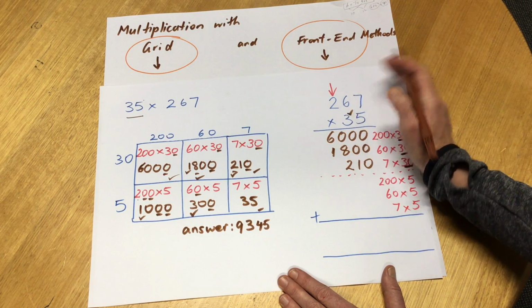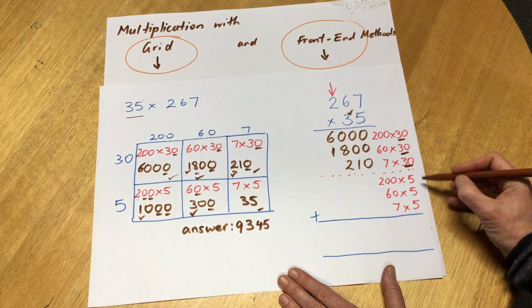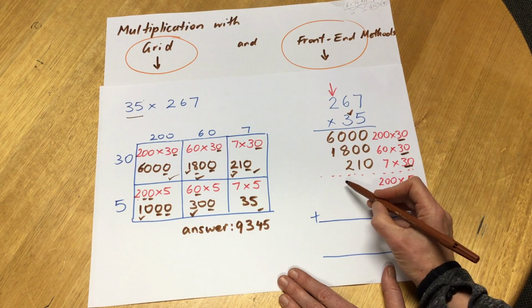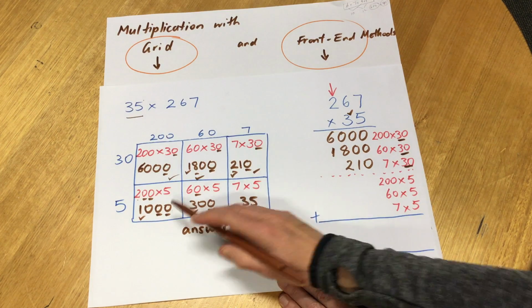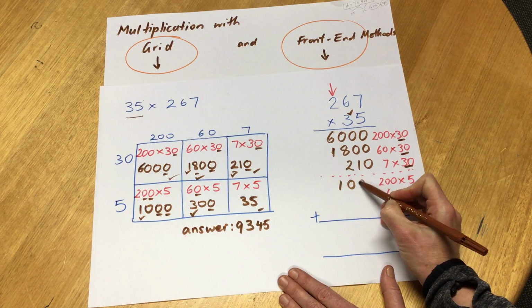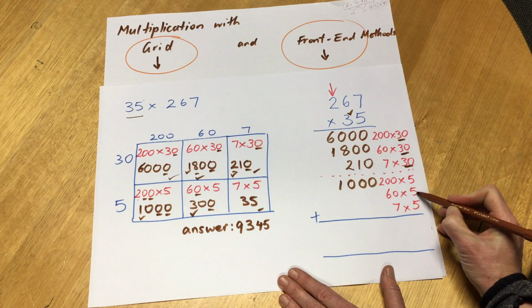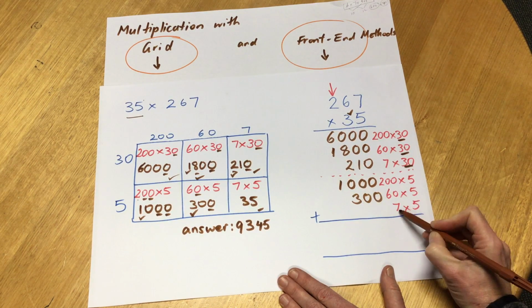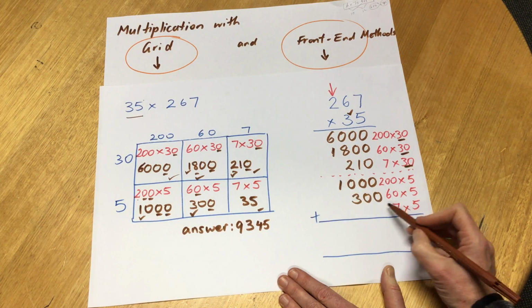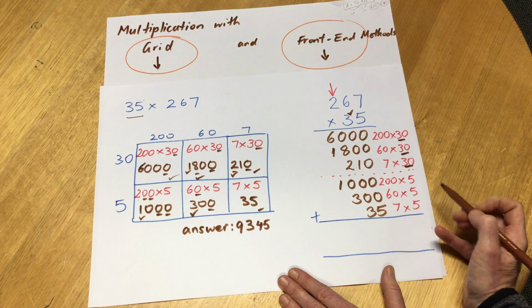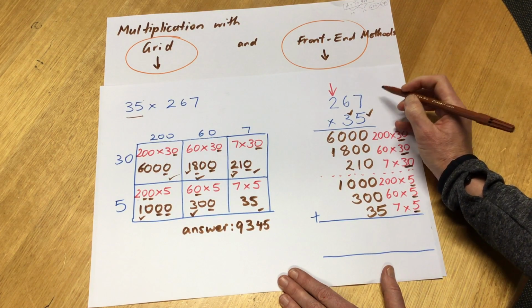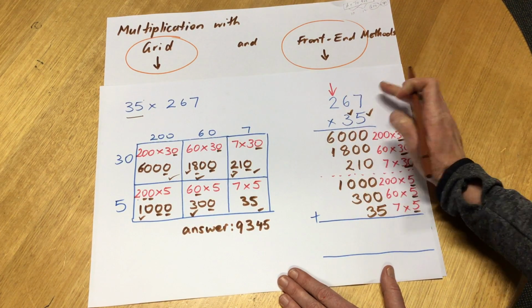So I've multiplied everything by 30 and now I'm multiplying everything by 5. 200 by 5, starting at the front end again, is my 1,000. 60 times 5 is my 300. And 7 times 5 is my 35. So I've now multiplied everything out by 5. I've done all of my multiplying.